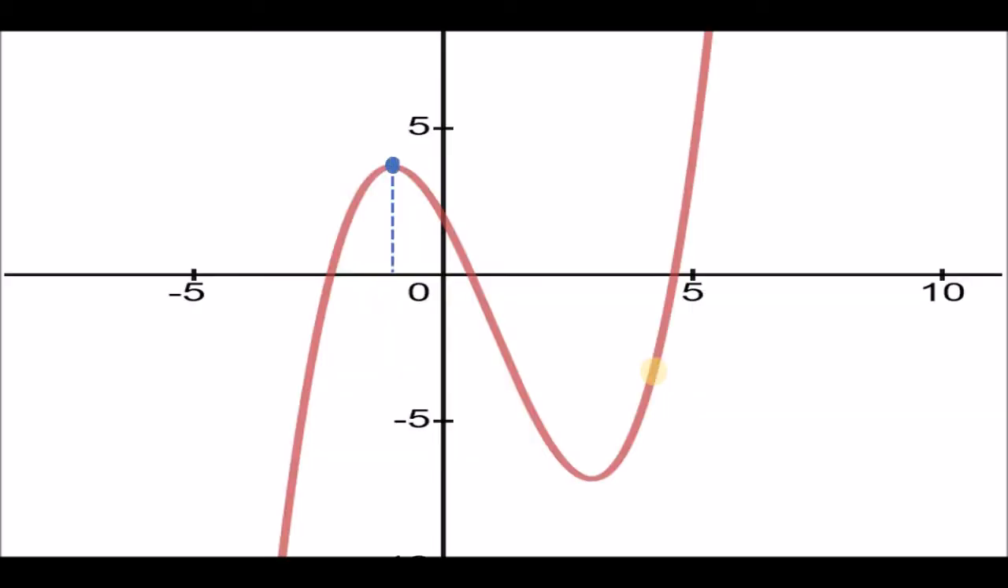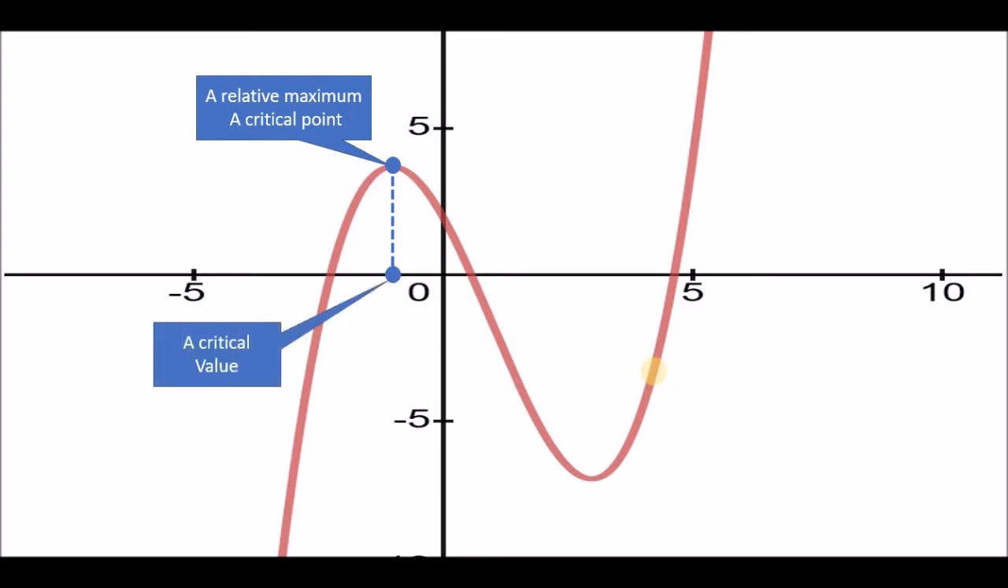Notice here how we have a relative maximum that is called a critical point, and that critical point happens at a critical value. So this value of x is basically the critical value, and then it's going to give us the critical point, which is in this case a relative maximum. Notice how the relative maximum is happening, where if I take the tangent line here, the slope of that tangent line is going to be 0, meaning the tangent line is going to be horizontal.